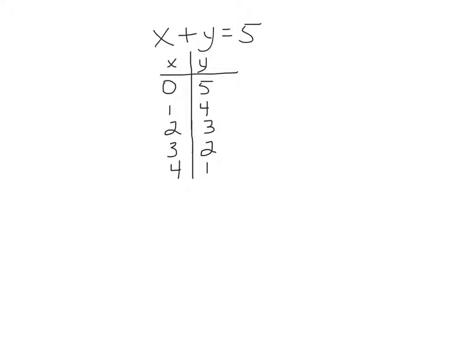As you can see, there are an infinite number of possibilities for this, because I could certainly go into the negatives as well. If x is negative 1, then y is equal to 6. And I could also go into fractions. If x is 1/2, then y is equal to 4 1/2. There are all sorts of possible answers, and as I say, an infinite number of possible answers for this equation, not just one.